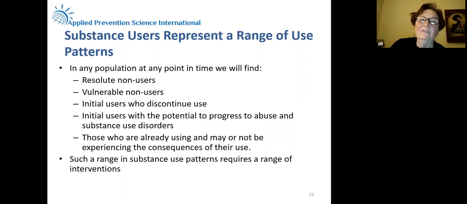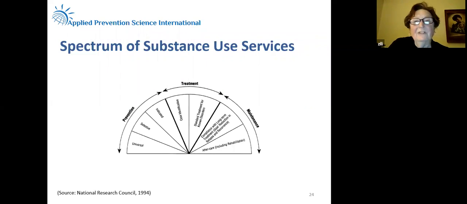Then there's, of course, those people who start using the substances, but for a number of reasons they discontinue use. And then there are those who initiate use and then progress to abuse and to substance use disorders. And those, of course, who are already experiencing consequences of their use, health consequences and social consequences. And such a range of substance use patterns requires a range of interventions. And the National Research Council in 1994 put together a book on this issue. And I like this diagram because this is what my dream would be, is for every community to have an array of services that are integrated like this, that go from universal prevention, I'll define that in a little while, all the way through to aftercare, including rehabilitation, after treatment.